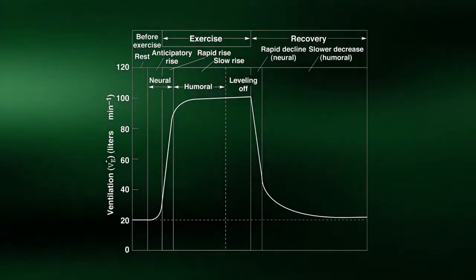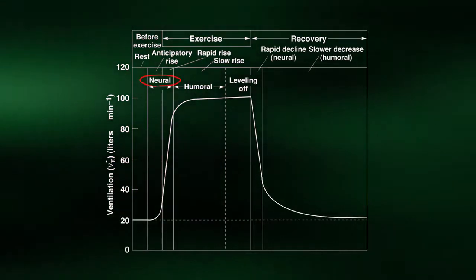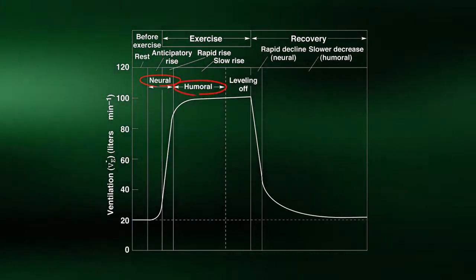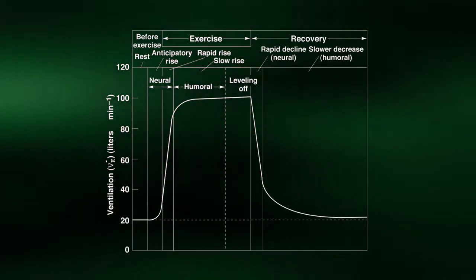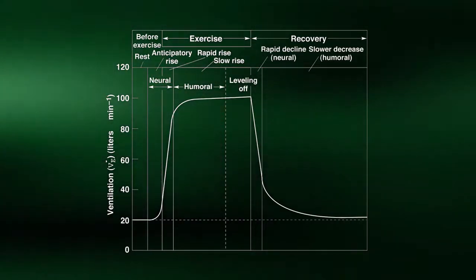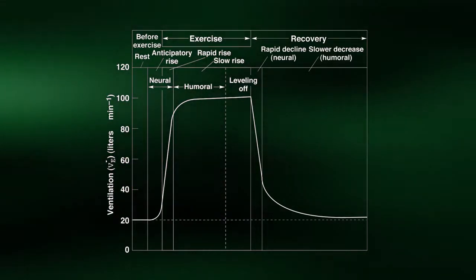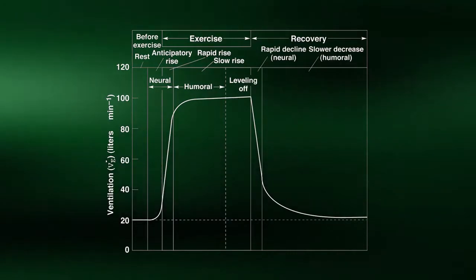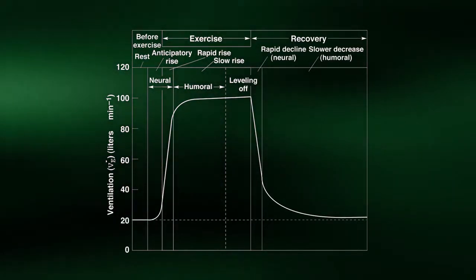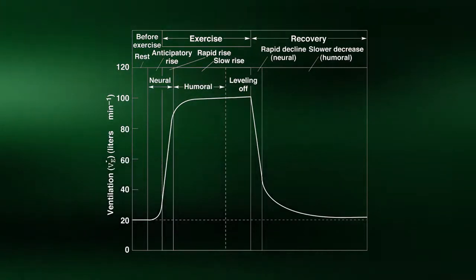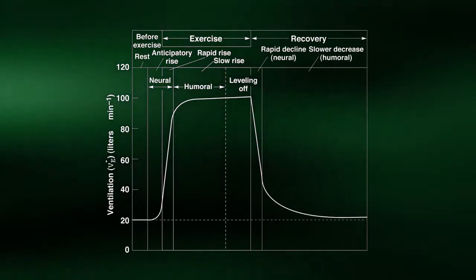The increase in ventilation during exercise is controlled by both neural and humoral, or chemical, mechanisms. At the onset of exercise, the large and rapid increase in ventilation is primarily controlled by neural pathways in the brain, stimulating muscles involved in breathing. During submaximal steady-state exercise, the fine-tuning of ventilation is accomplished by blood-borne substances such as carbon dioxide, oxygen, and pH levels.